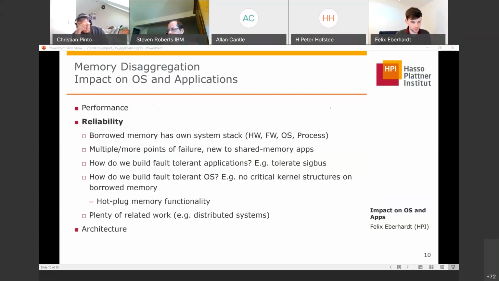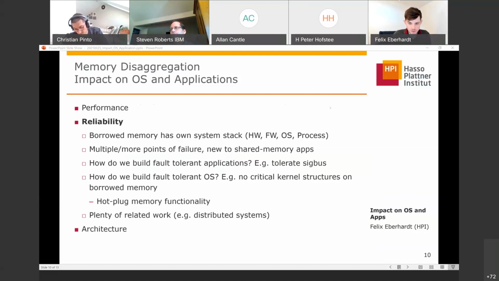So let's talk a little bit about reliability. Of course, not saying memory inception is unreliable, but the borrowed memory, at least for Timothy's flow, from the other system has its own system stack. So you have separate hardware, you have the firmware, you have a separate operating system running, and basically the memory comes from a process inside the foreign operating system. So you can say you have more points of failure, right? And this behavior is new to shared memory apps.